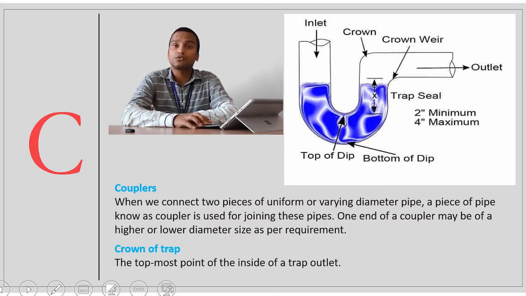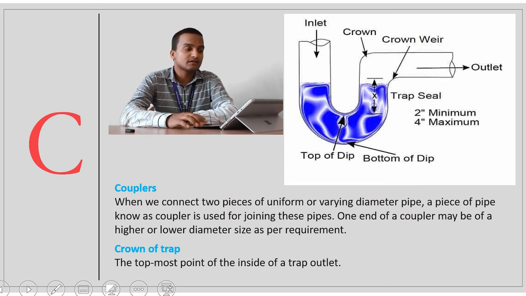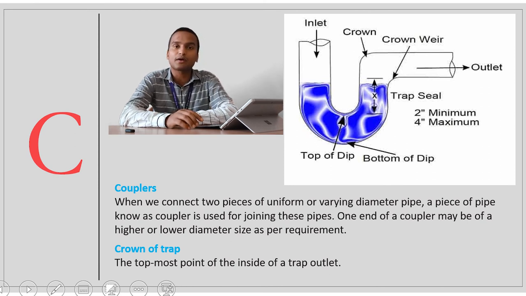Then comes crown of trap. Trap is another pipe fitting that we will discuss when the letter T comes. Just have a look at the one kind of P trap. This is a trap fitting. This is also called P trap. And the crown is the topmost point of the inside of a trap outlet. So we will discuss this trap in the next class.